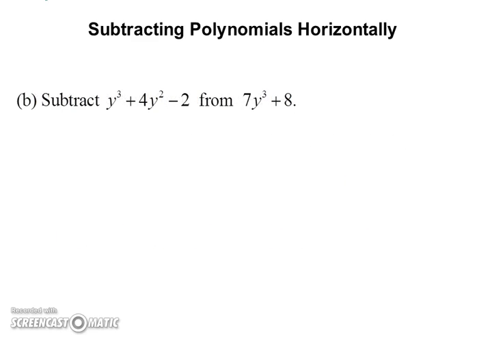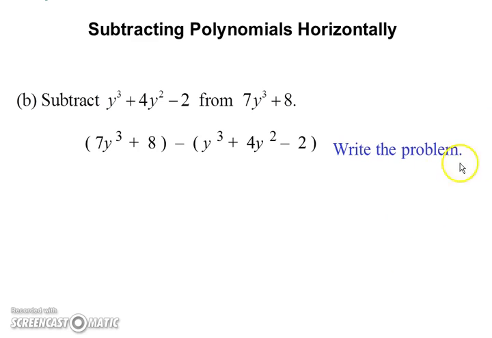Here we're going to subtract y cubed plus 4y squared minus 2, and we're going to subtract that from 7y cubed plus 8. So even though it's in words, when we see the word subtract something from something else, you got to be careful with the order. What that translates to is 7y cubed plus 8 minus the first polynomial, which is y cubed plus 4y squared minus 2. That's how we write the problem.